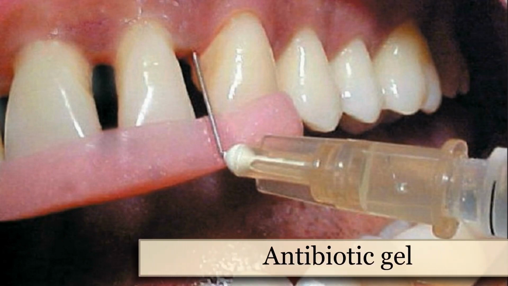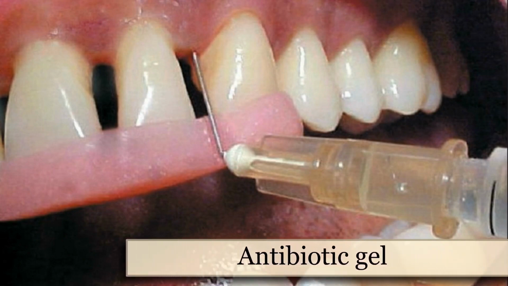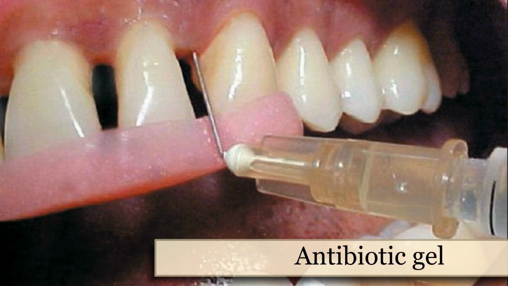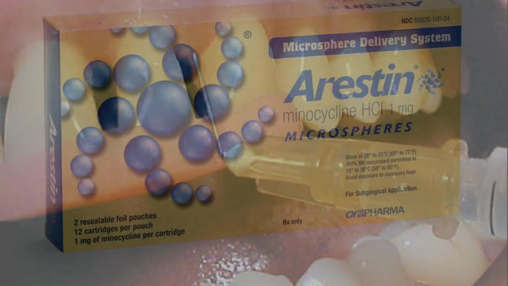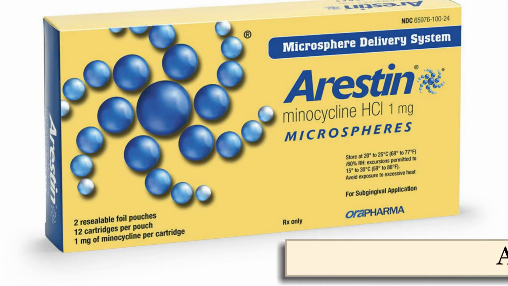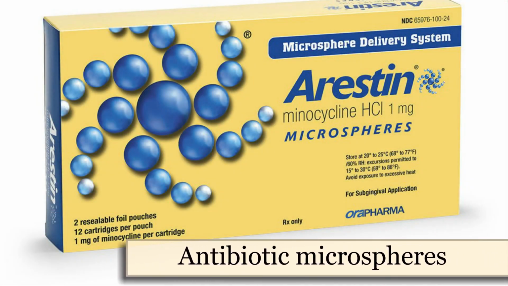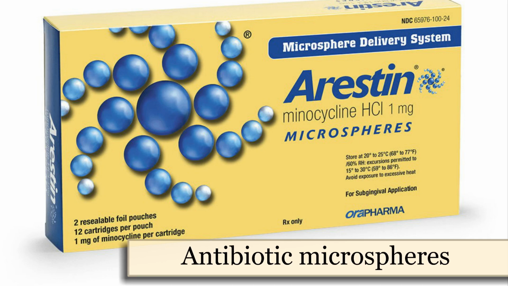Antibiotic gel. Antibiotic gel contains an antibiotic called doxycycline. It helps control bacteria and shrink periodontal pockets. It is a slow-release medication and is placed in the pockets after scaling and root planing. Antibiotic microspheres. Very small particles containing minocycline, another antibiotic, are placed into pockets after scaling and root planing.